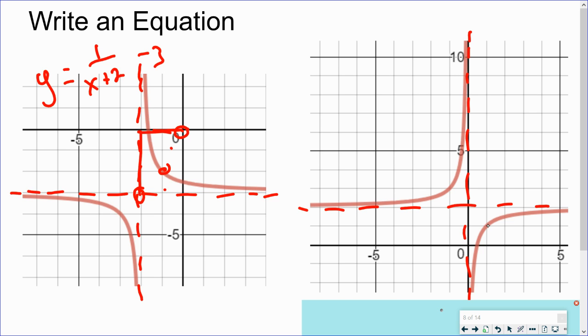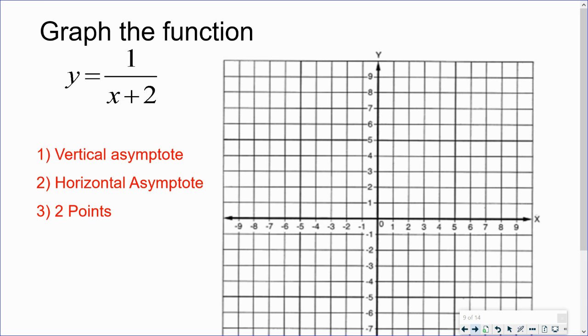It's not stretched, but it is reflected. I didn't move it left or right because right here it is, but I did move it up 2. All right, so now this one I have to graph. I have x equals negative, so I moved it left 2, but I didn't move it up. It's not stretched, not reflected. I hit those 2 points. There you go.